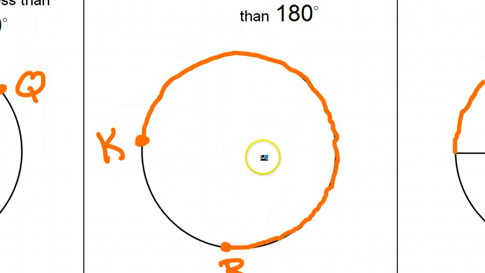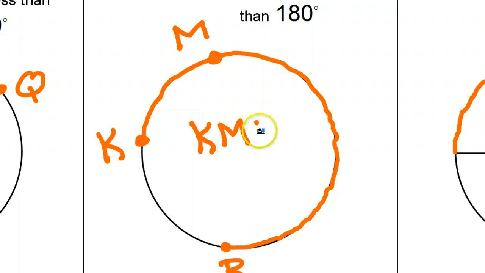Now, to name a major arc, you need at least 3 letters. So I'm going to need a third letter. Let's say I have this point here and it is M. So now I know that this is arc KMB. That means it starts at K, it goes through M, it goes all the way around to B. And I had to put the arc symbol over the top. So a major arc takes 3 letters to name it.